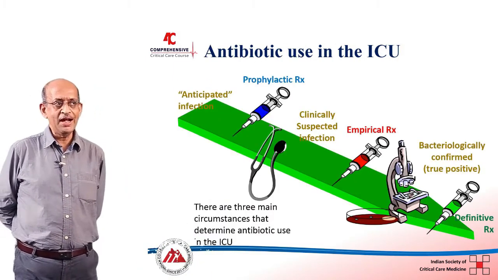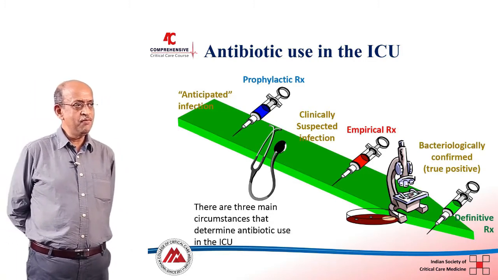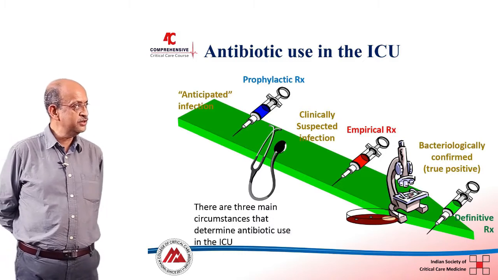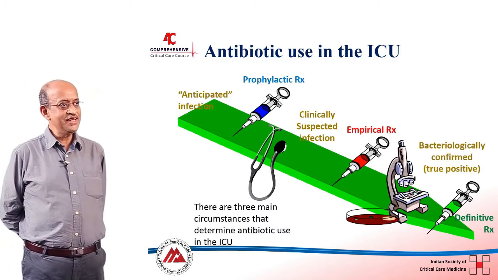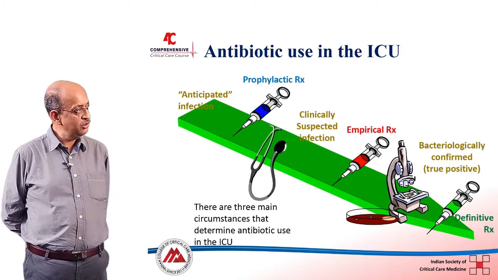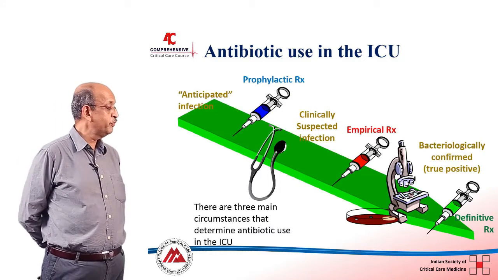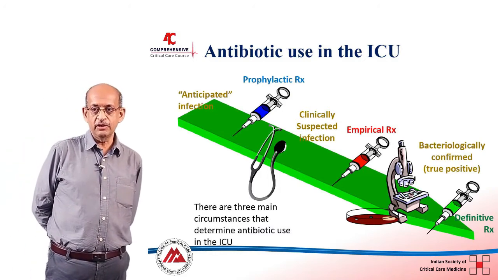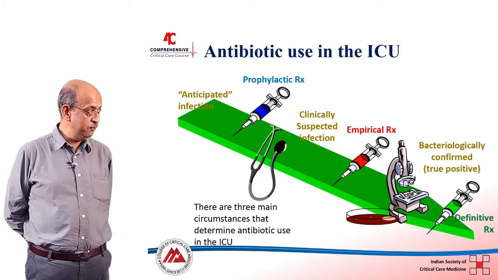When we use antibiotics under these circumstances, there are certain very basic rules that we need to apply. We give antibiotics in patients at various stages of infection, or even at stages where we would suspect the development of infection. When we anticipate an infection, we can administer a prophylactic antibiotic even before the infection has developed.